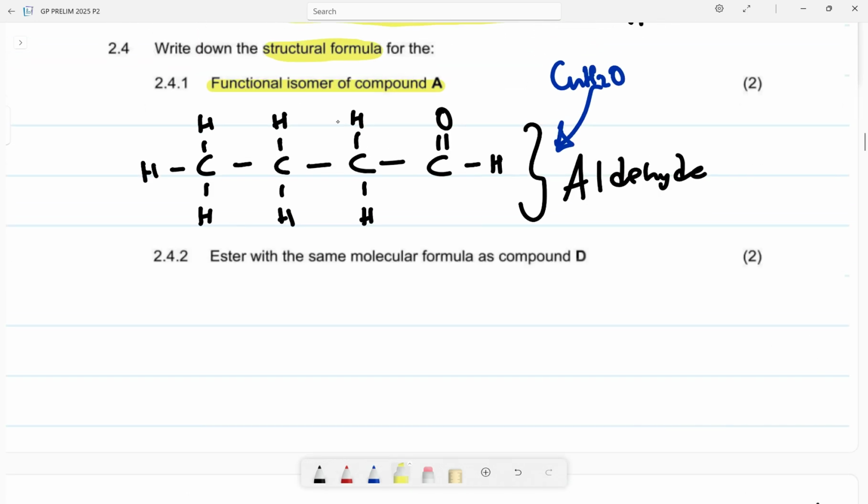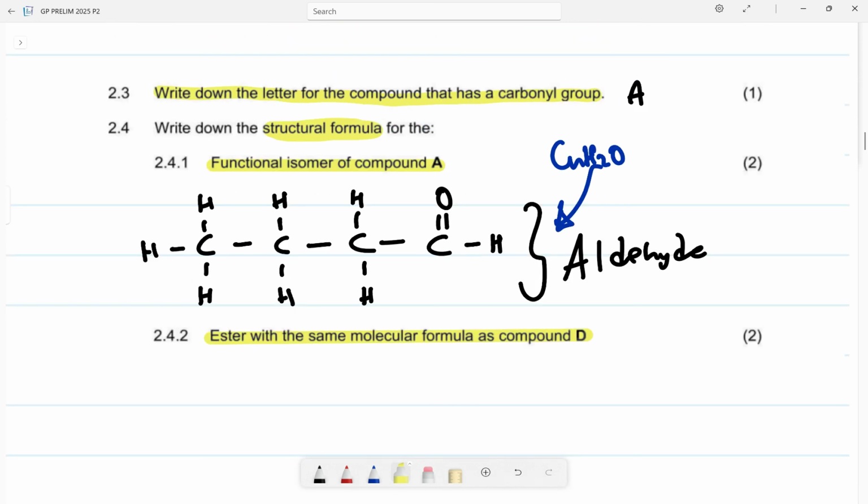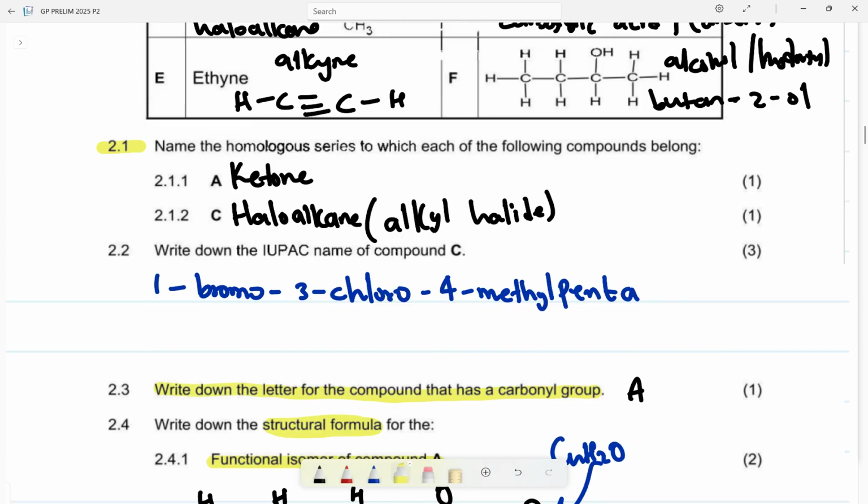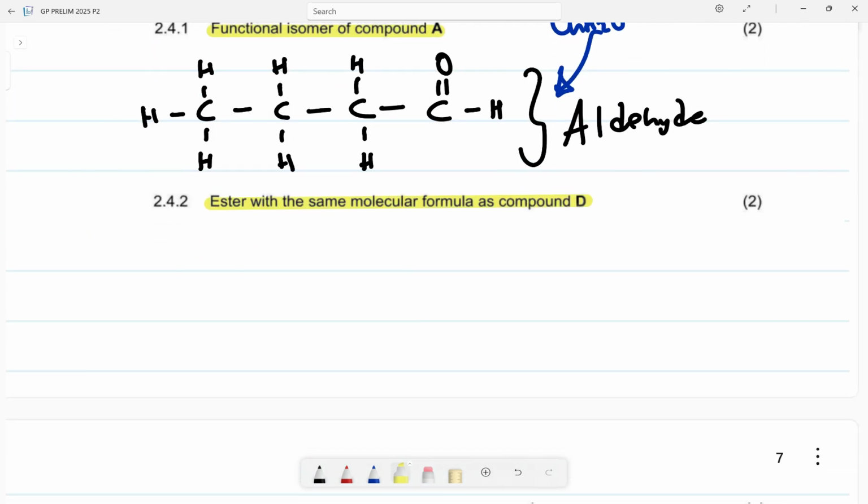2.4.2, this is still 2.4, write down the structural formula for the ester with the same molecular formula as compound D. Compound D, what is this? Compound D is a carboxylic acid, and we know that the functional isomer of carboxylic acid is what? It is an ester, okay? But now they want us to draw what? An ester with the same molecular formula.